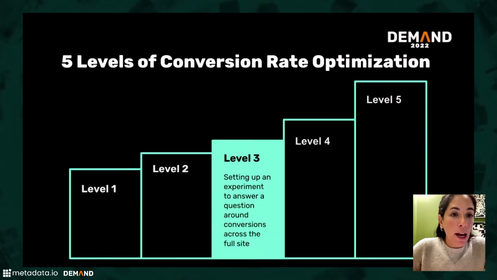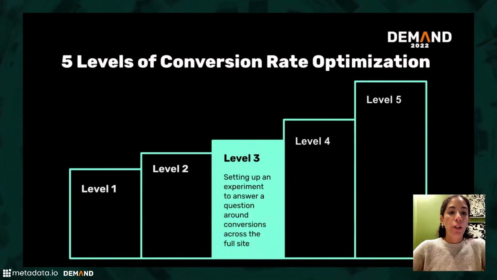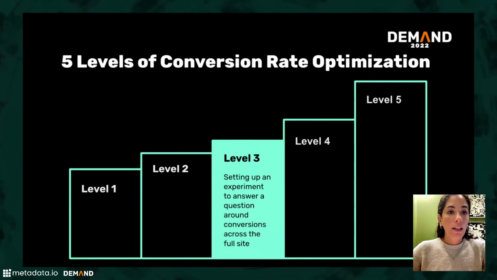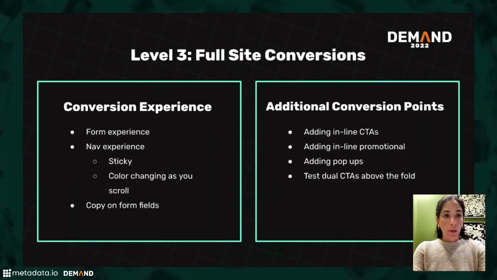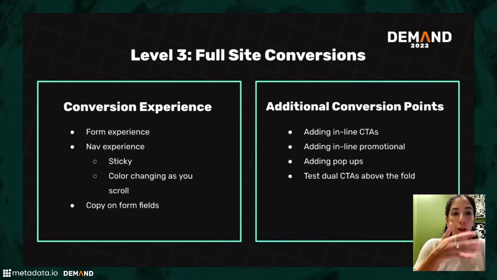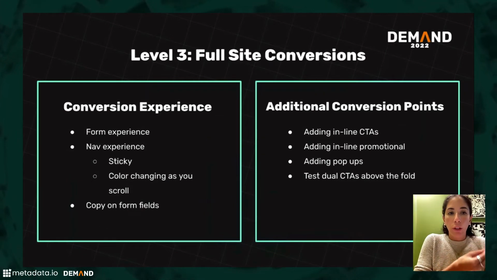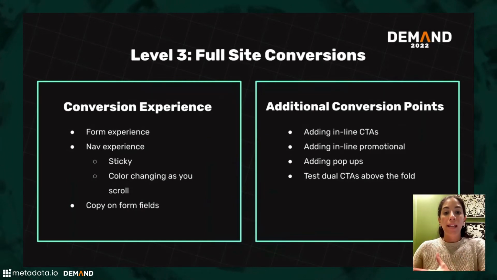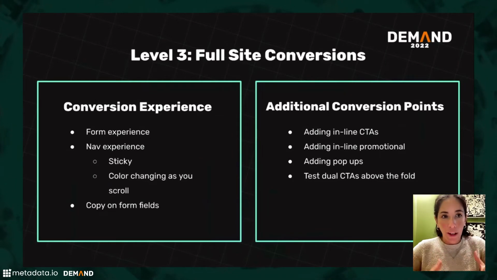Moving on to level 3, setting up an experiment to answer a question around conversions across the full site. Now we're talking whole website, not just campaign-specific landing pages. So again, there are 2 avenues you can take. The overall conversion experience, what is it like to convert on your site, or adding additional points of conversion so it makes sense what we want you to do when you're on our website.